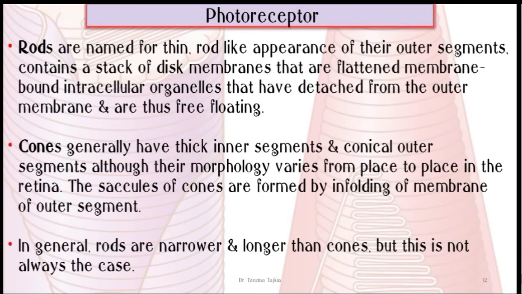The rods are named for the thin and rod-like appearance of their outer segment, and contain a stack of disc membranes that are flattened membrane-bound intracellular organelles that have detached from the outer membrane and are free-floating. And the cone generally has a thick inner segment and a conical outer segment, although their morphology varies from place to place in the retina. In general, rods are narrower and longer than cones, but this is not always the case.